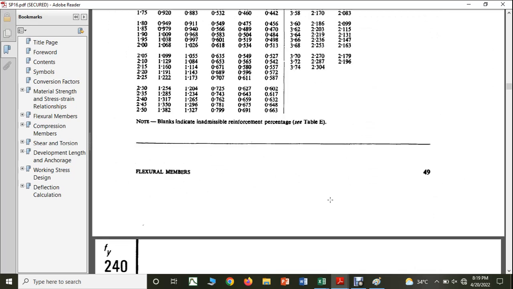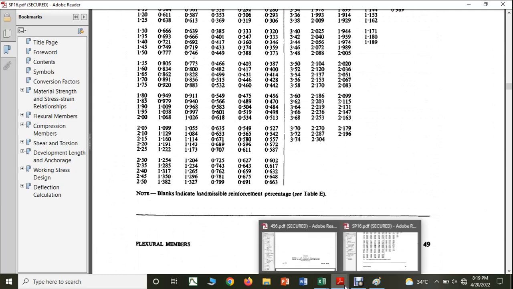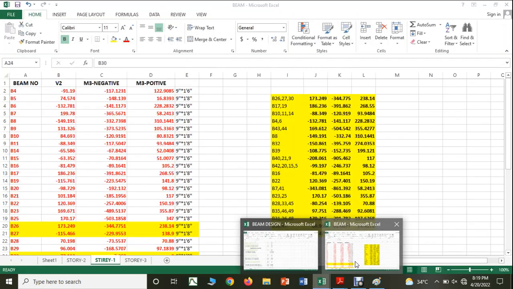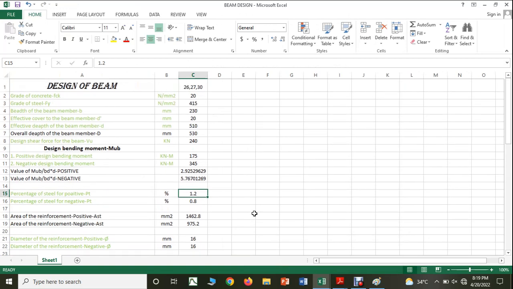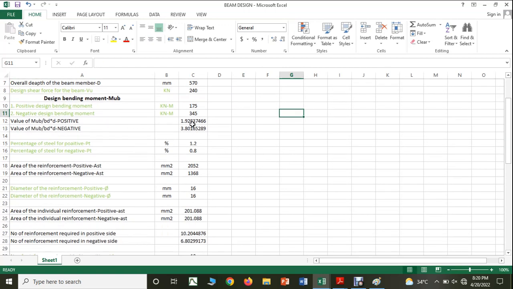So therefore what you can do is either you can increase the grade of concrete, or you can increase the dimensions of the beam. So from here I will go to the value as 25, and I'm going to increase my breadth of the beam as 300 mm, and even my effective depth of the beam I'm going to make it as 550. Right, so now the value has become 1.9 and 3.8.